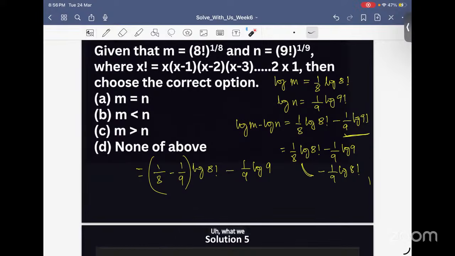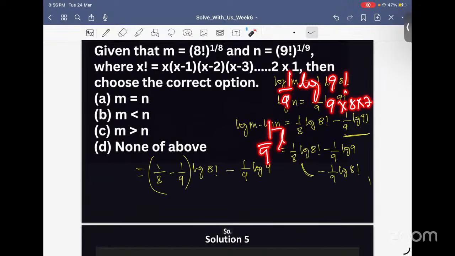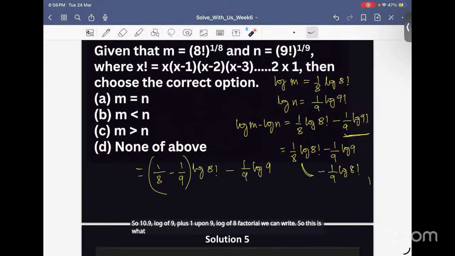So what we have done is 1 upon 8 log of 8 factorial minus 1 upon 9 log of 9 factorial, right? First thing, we split this because this is 9 factorial, so we can split that. 9 factorial is 9 into 8 into 7 and so on. So 1 upon 9 log of 9 plus 1 upon 9 log of 8 factorial we can write, and then minus of 1 upon 9 log 8 factorial.